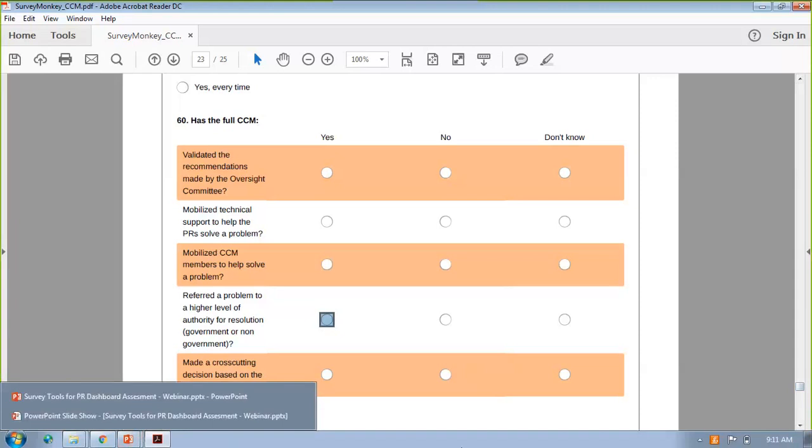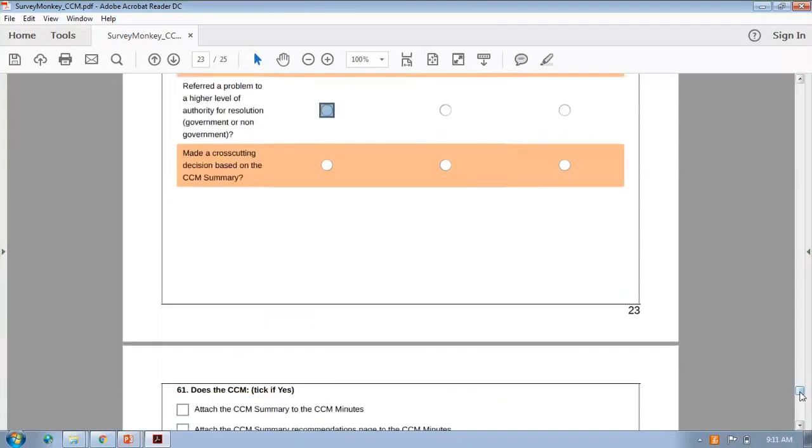And finally, it would be interesting to know if the CCM has ever made a cross-cutting decision based on the CCM summary. For example, a cross-cutting decision might be that they need to find some additional principal recipients next time, or that they want to ask two PRs to work together in a different way, or that maybe there's something that needs to be modified in the DHIS2, and therefore they're going to have to liaise with the Ministry of Health and with the DHIS2 project, and that would affect all the grants and all the PRs. So this is really where we're trying to find out the higher level problem resolution assisted by the CCM.